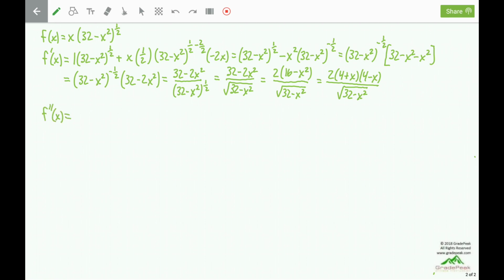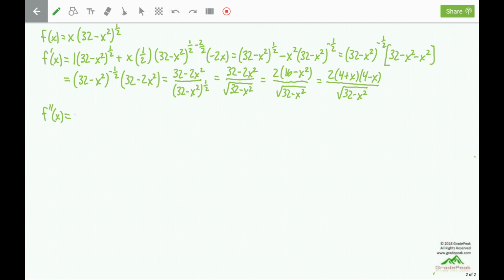F double prime of x equals. It's best not to use the fully factored version because it's a product on the numerator, and because it has a denominator, it's a quotient, and we would have a combined product rule and quotient rule, which would be extremely messy. The best place to work it out is this one here, because this is just a single product rule.